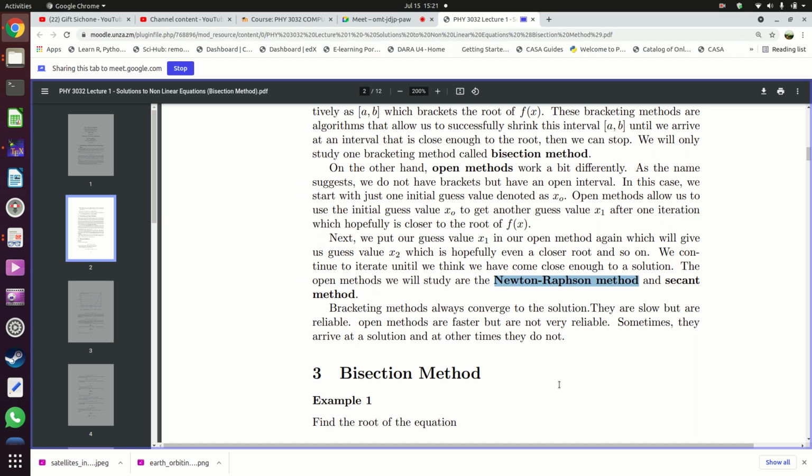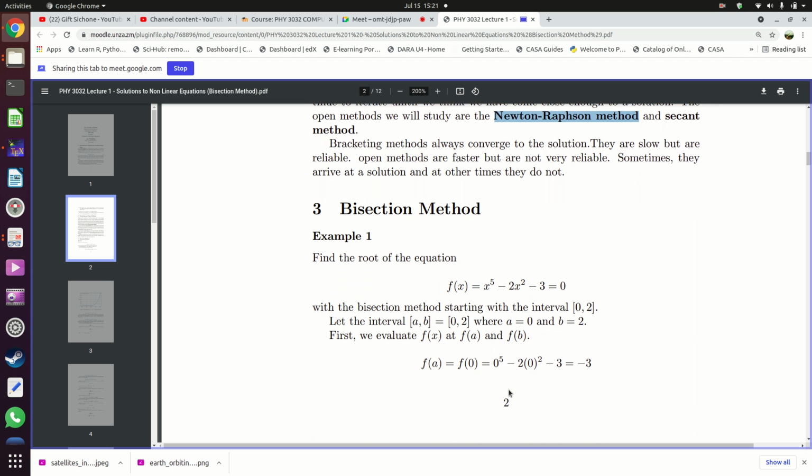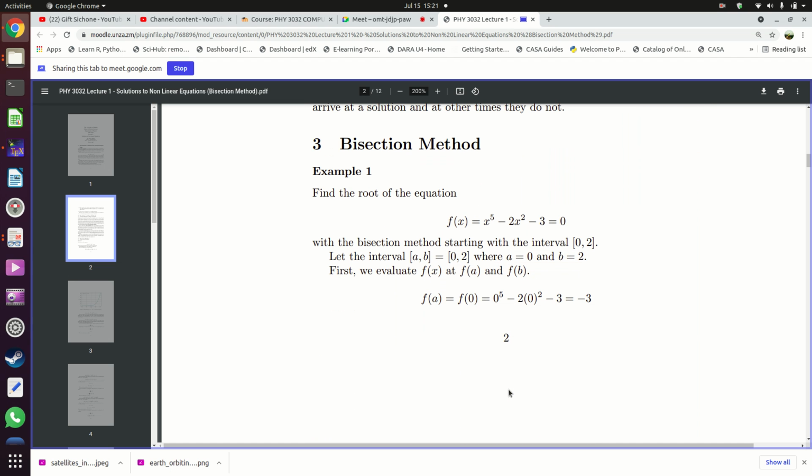If you want to get a solution and you don't really care very much about time, then you can use a bracketing method like bisection. And that's what you're going to start with. So we're going to start with bisection. We're going to look at 2 examples. Then after that, we'll move on to our open methods. As we go through the examples, you're going to see how the bisection algorithm is done.